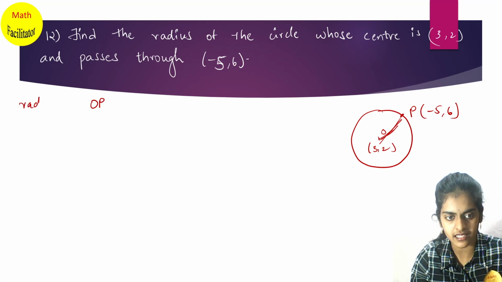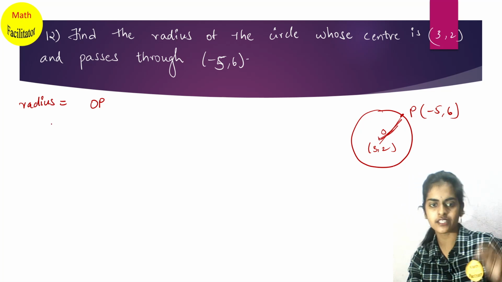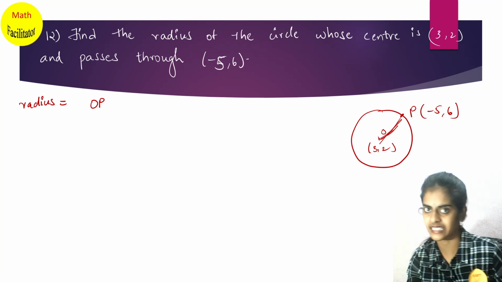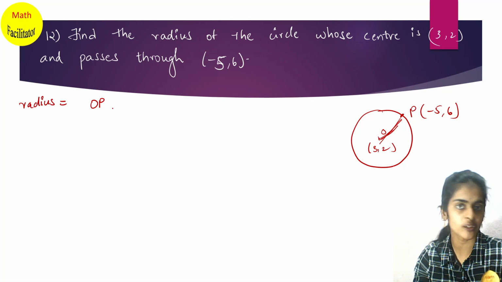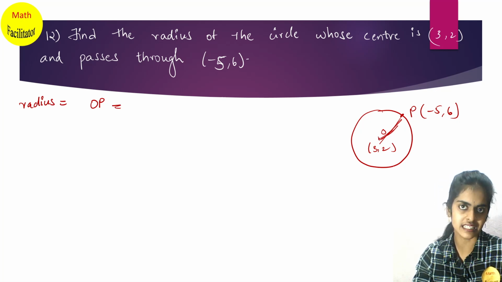So let me write it here. Understood? So if you use simple logic, once you get the logic, all these problems are really easy. So radius is nothing but OP, and the distance between the center and the point on the circle is the radius.